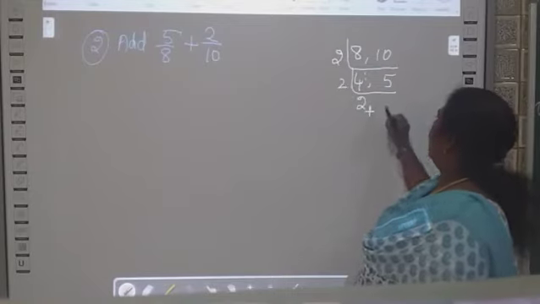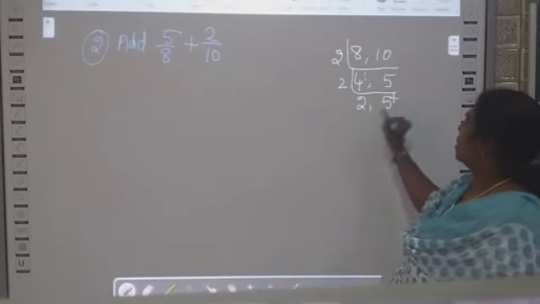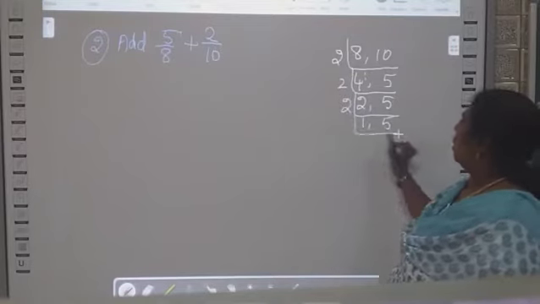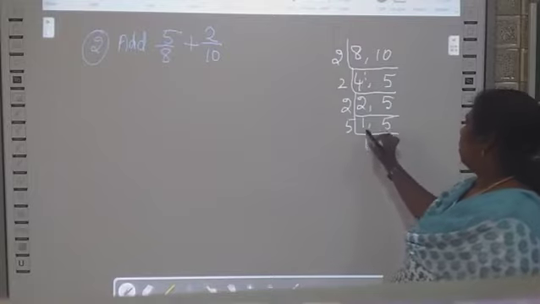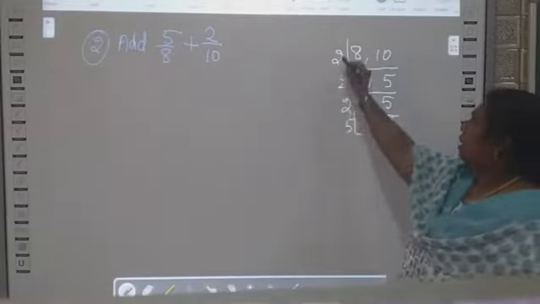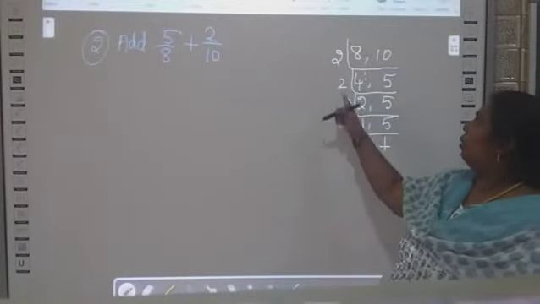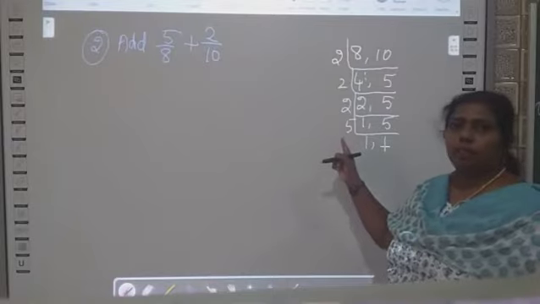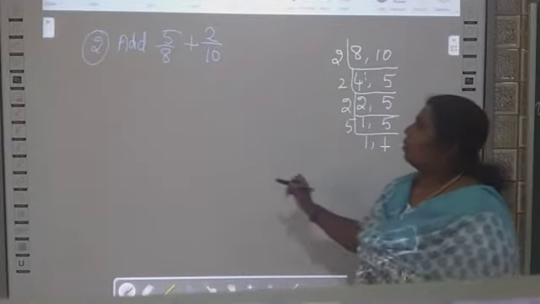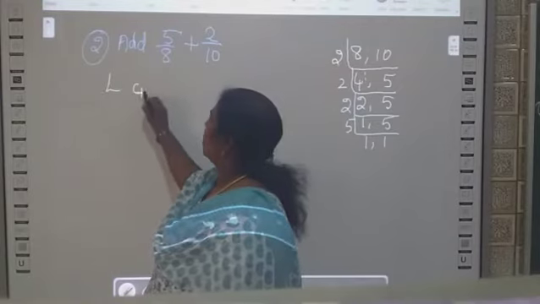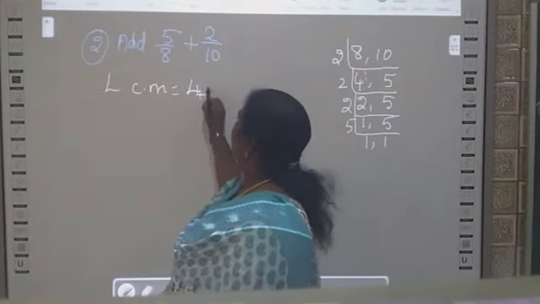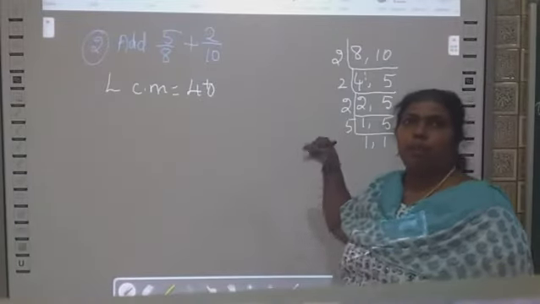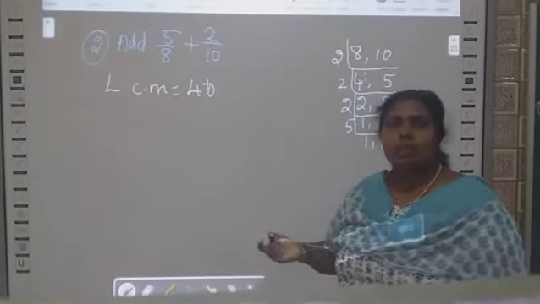2 times. But here we cannot, so we have to write the number as it is. Again second table. 1 time. Here 5 only. Then fifth table. 1 time. Here 1. Fifth table 1 time. So just multiply these numbers. 2 into 2 how much? 4. 4 times 2 is 8. 8 times 5 is how much? 40. Right? So LCM equal to 40. Lowest common multiple. Understand? You have to multiply these numbers. You know how to find the LCM using the short division method.